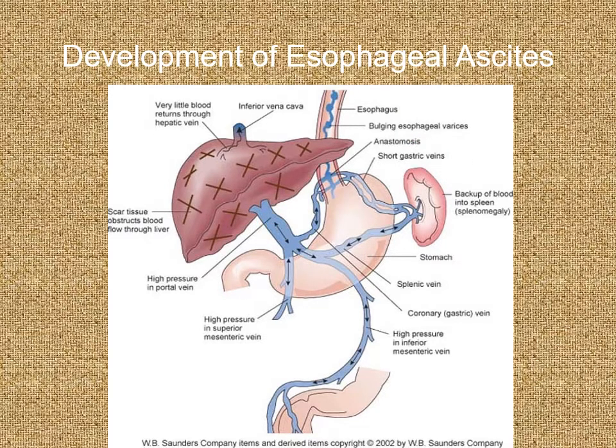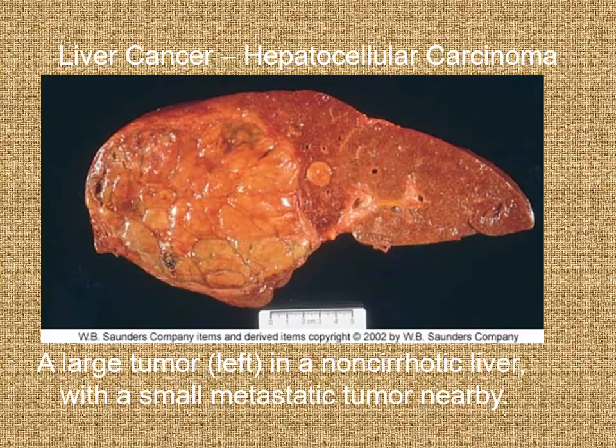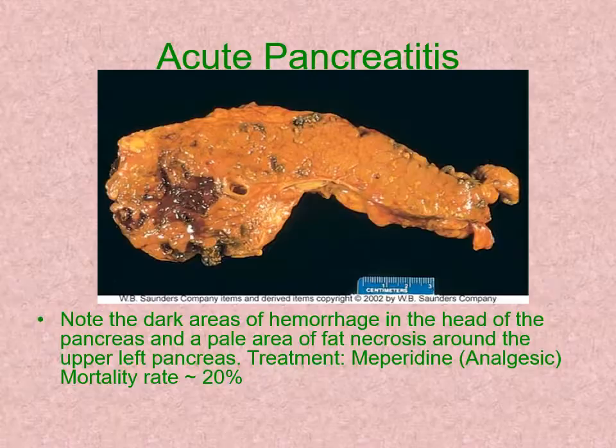blockage of blood flow. Here's liver cancer. This is hepatocellular carcinoma. So you see a very large tumor at the left, and that's right here, and then you see a small metastatic tumor nearby. So pretty far advanced there.